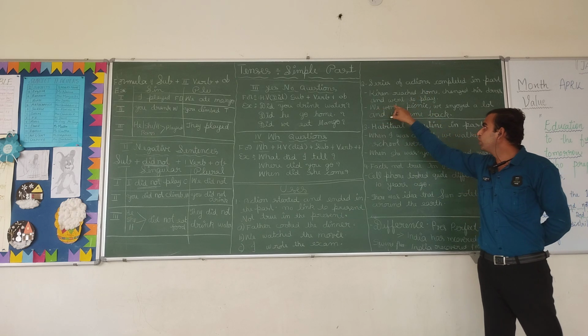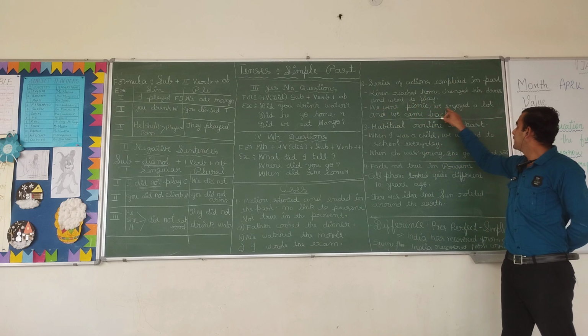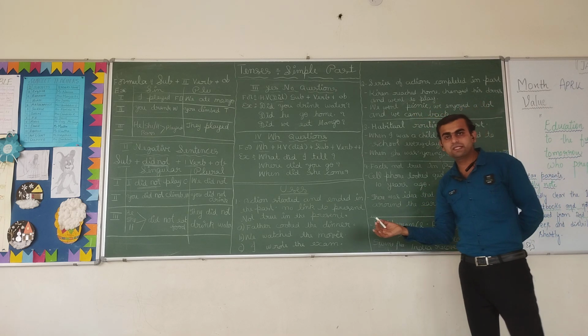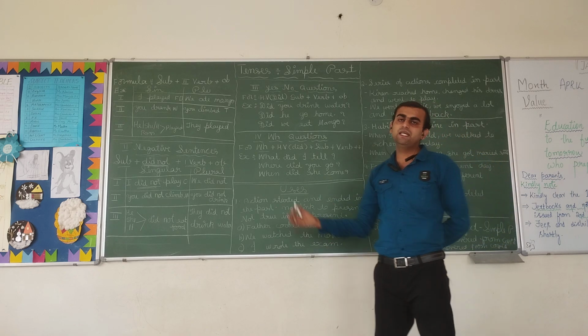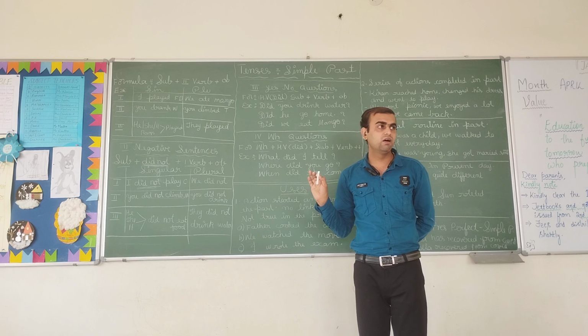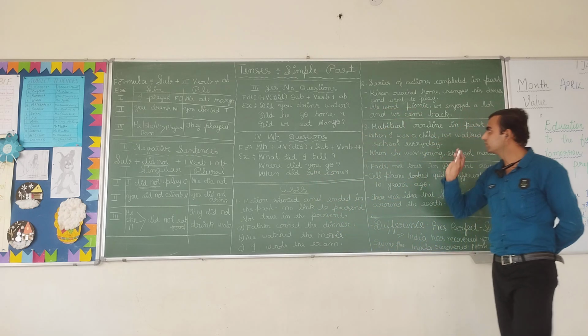The second example: we went to a picnic, we enjoyed a lot and we came back. There are 3 actions which are completed in the past. This is the second use.